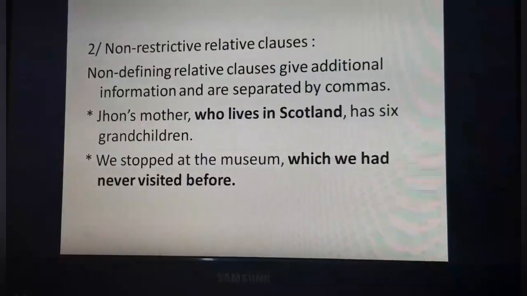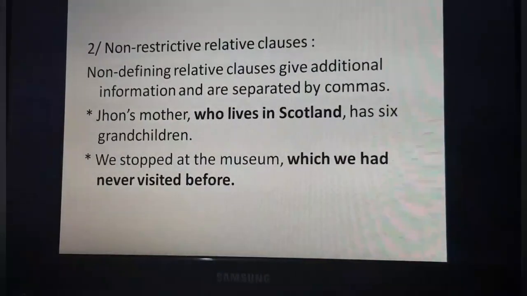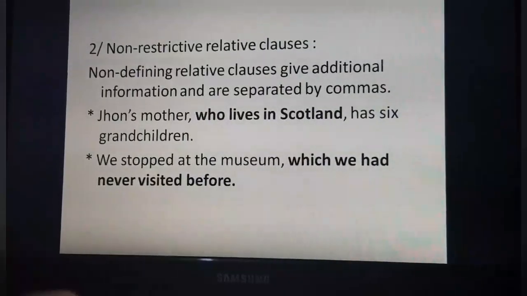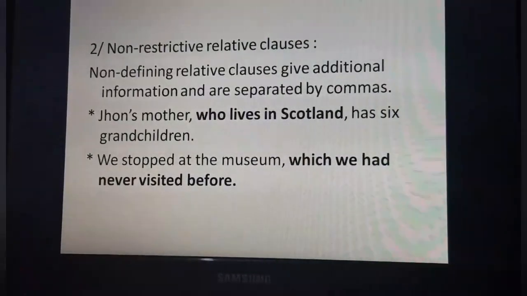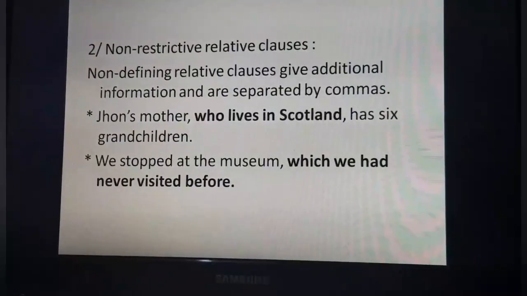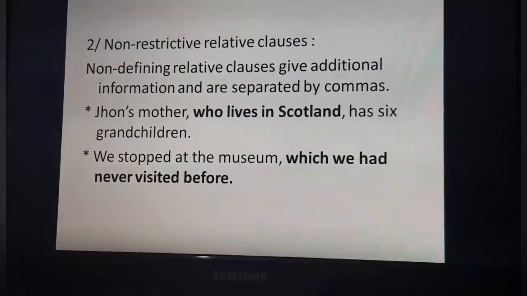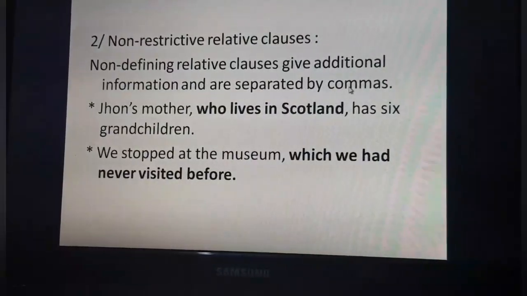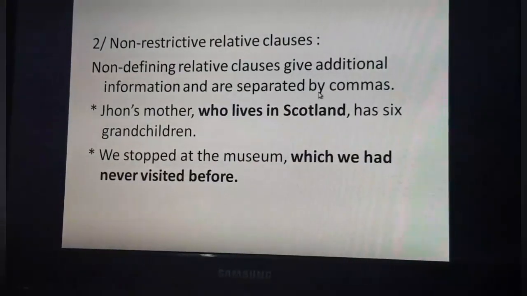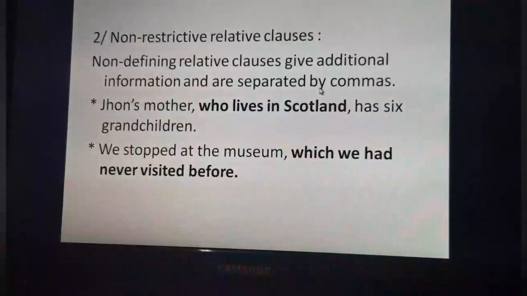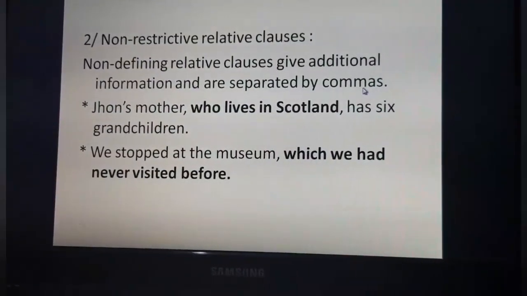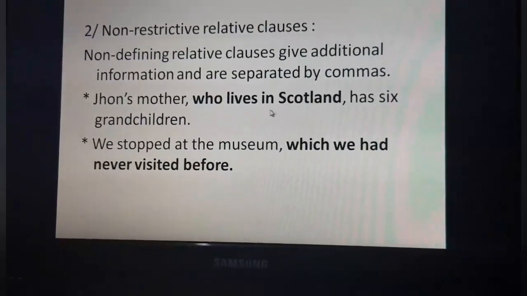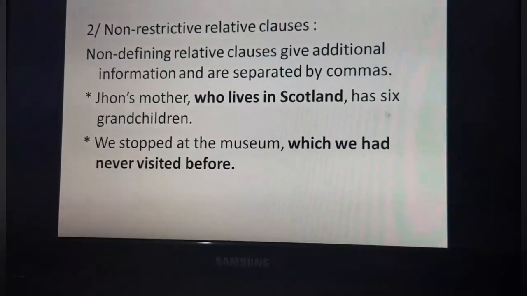بينما النوع الثاني non-defining relative clauses they give us additional يعني كيعطينا معلومات إضافية كيتكلموا لنا أكثر على داك الشخص ولا على الشيء اللي كنتكلموا عليه. ولكن حاجة اللي خصنا ننتبهوا لها هي they are separated by commas يعني كيكونوا مفصولين بفواصل. كاين فواصل.